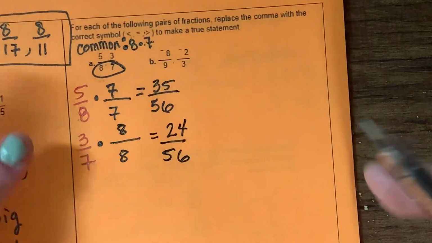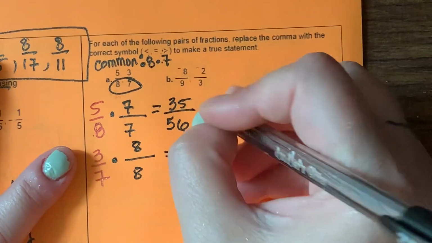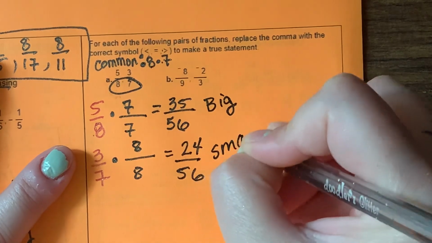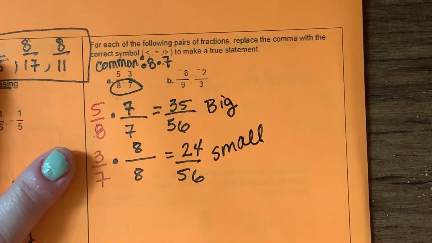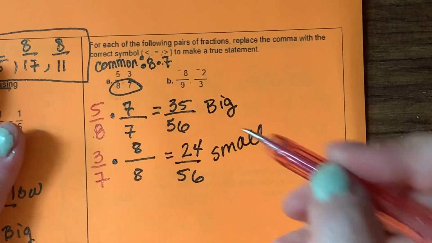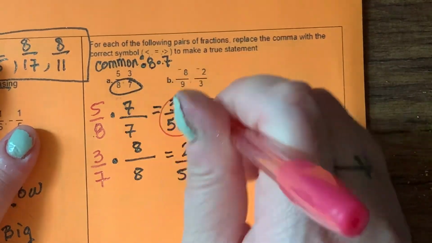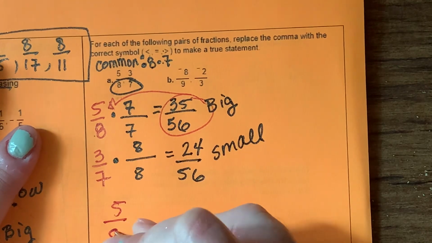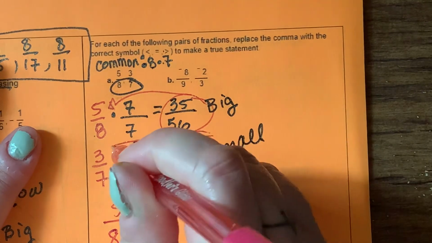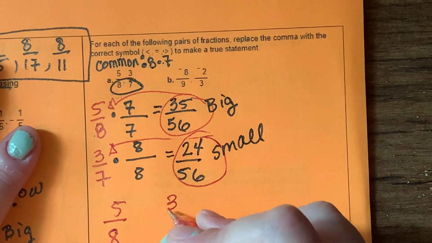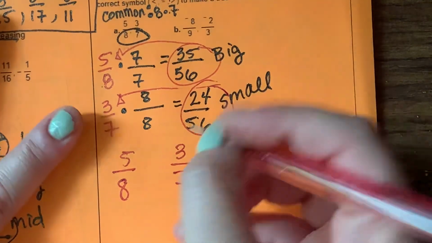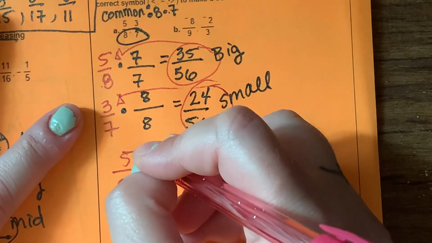And then now you can see which one's bigger, 35. Which one's smaller, 24. So we're going to use their original fractions. So this 35 over 56 came from the original 5 over 8. This 24 over 56 came from the original 3 over 7. And which one's bigger? The 5 over 8. So the alligator is going to eat it because it's bigger.